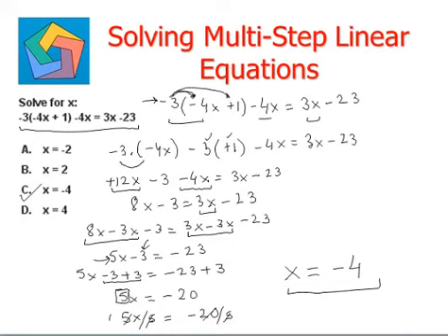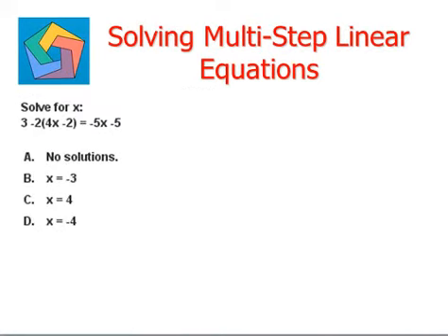Let's look at the next question for better understanding. Solve for x and we're given this equation right here. Let's rewrite the equation. 3 minus 2 times 4x minus 2 equals negative 5x minus 5. Our steps remain the same. First we'll simplify the given equation, then move the x terms to one side, and then finally solve for x.